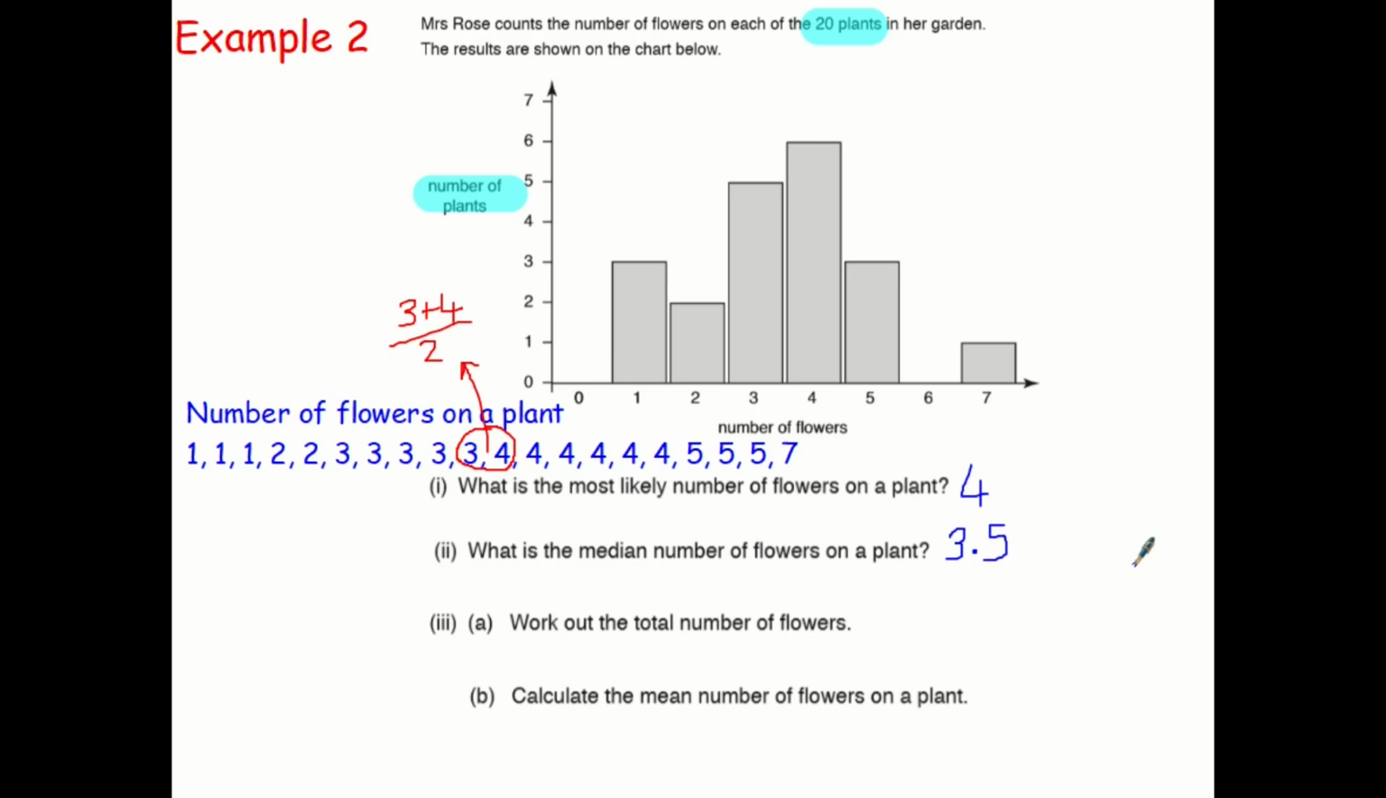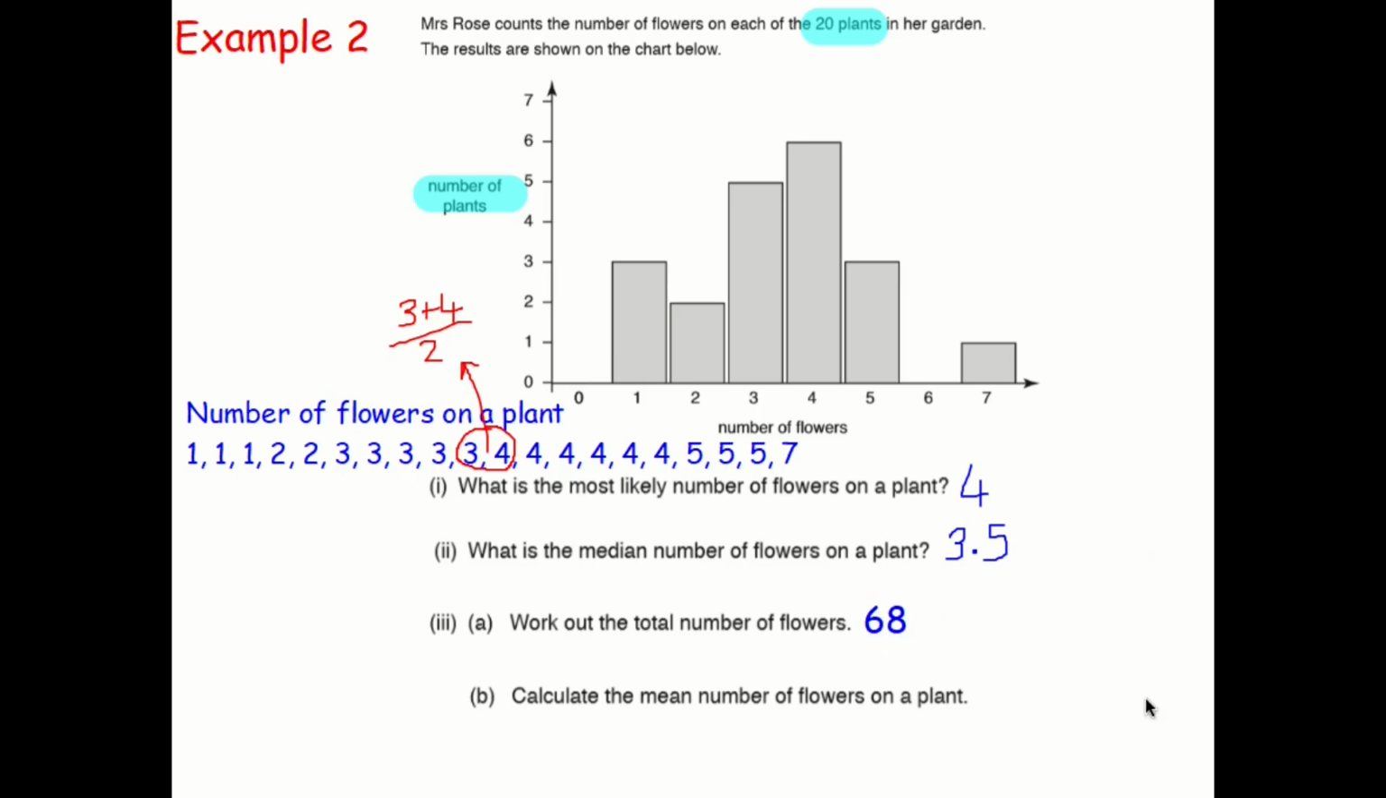Part 3, work out the total number of flowers. Total number of flowers, well, in that case, now you've got all your numbers written out like that, you can just add them all together. So 1 plus 1 plus 1 plus 2 plus 2 plus 3 plus 3, and so on. And you get the total number of flowers, 68.